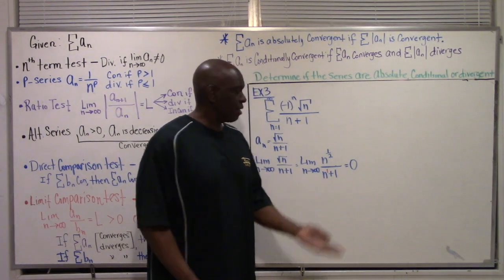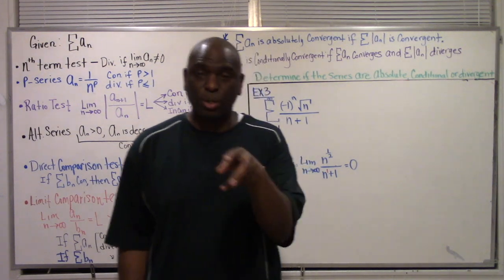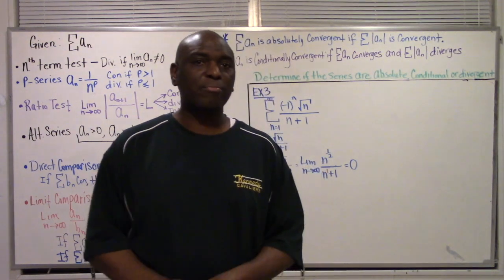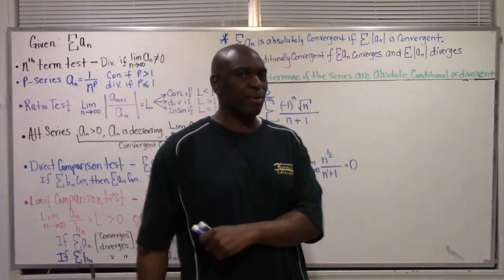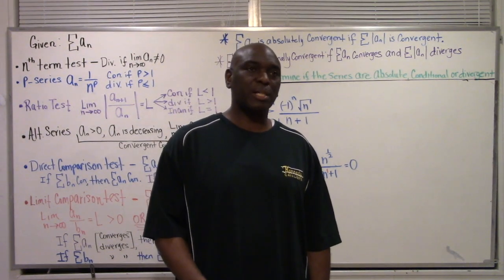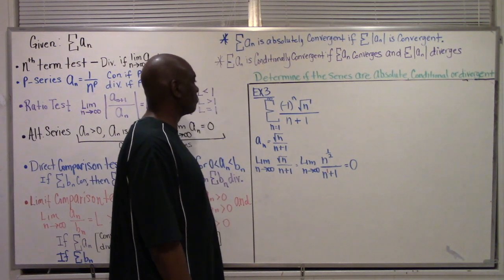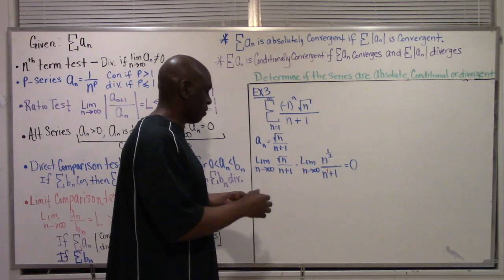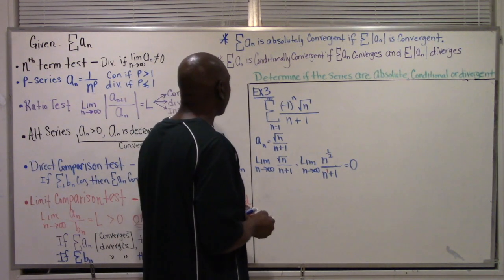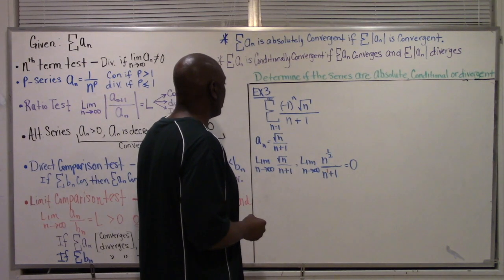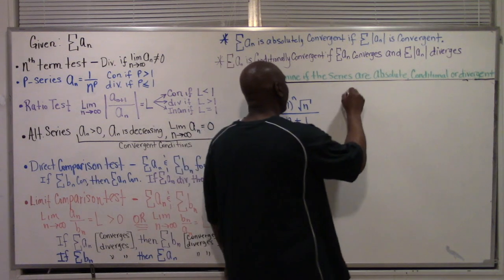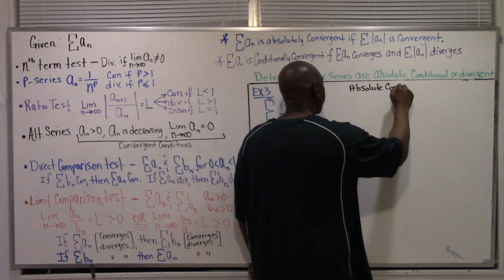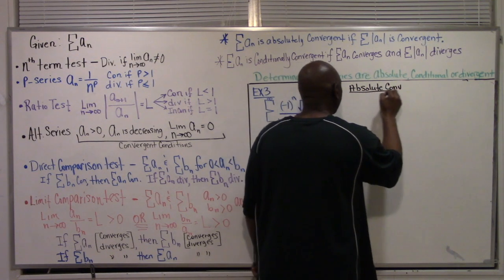And since the limit of our sequence equals 0, that renders the nth term test for divergence inconclusive. We can draw no conclusions. We don't know whether the series is going to converge or diverge. So we have to go forward. Let's look at absolute convergence. Start with that. Let's see if it absolutely converges.